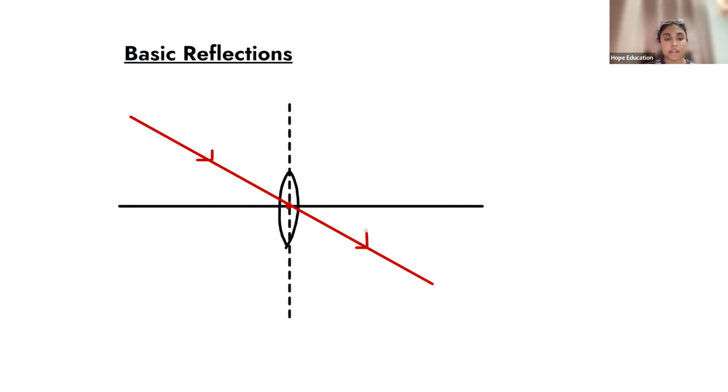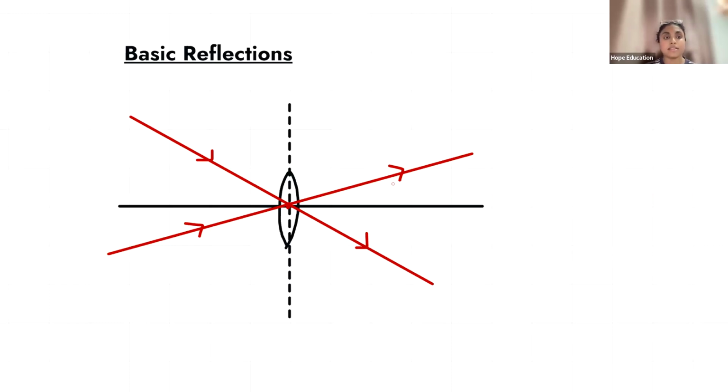I'll show you another light ray. Let's say a light ray like this goes through the optical center. It continues straight along the same path. Right? Without bending. It does get refracted. Refraction means going to the other medium, but there is no bend there. This is our first basic reflection.